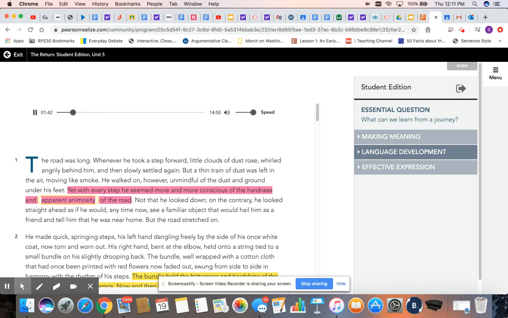Not that he looked down. On the contrary, he looked straight ahead, as if he would, any time now, see a familiar object that would hail him as a friend and tell him that he was near home. But the road stretched on.